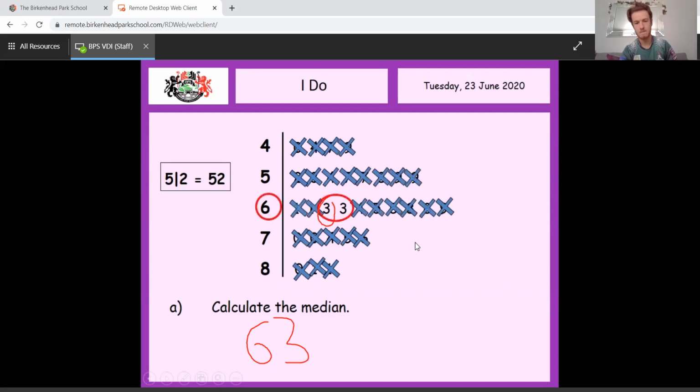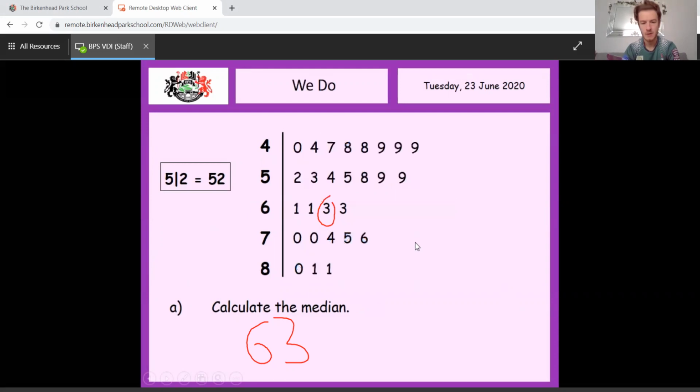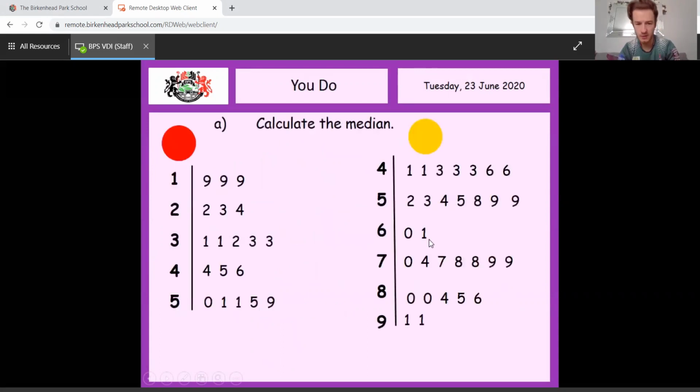There we go. Okay, so let me just clear this. Calculate the median on the red question and the amber question. I will have the answer for you when you're ready, so just pause me and work your way through that. You don't need to write the diagram out if you don't want to.